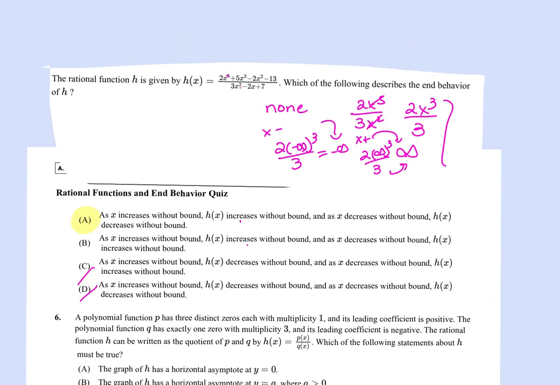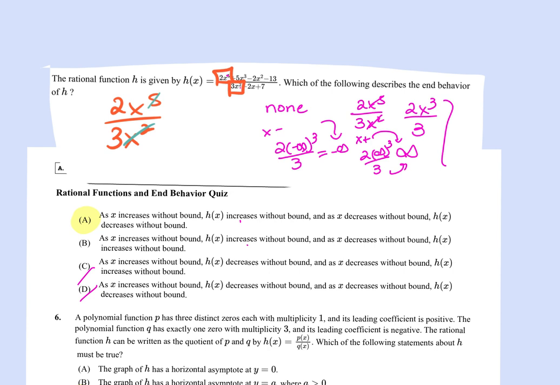Okay, if you look at this, the exponents, this is the third, this is the fifth, so 2x to the fifth over 3x squared. The top is bigger than the bottom, so there is no horizontal asymptote, so this is the scenario in which you have to plug in your infinities.